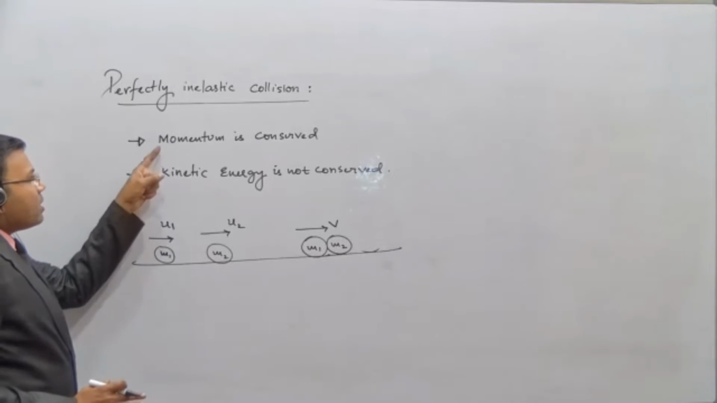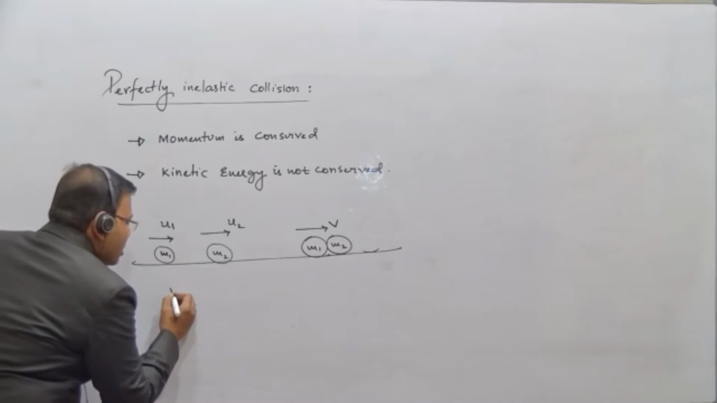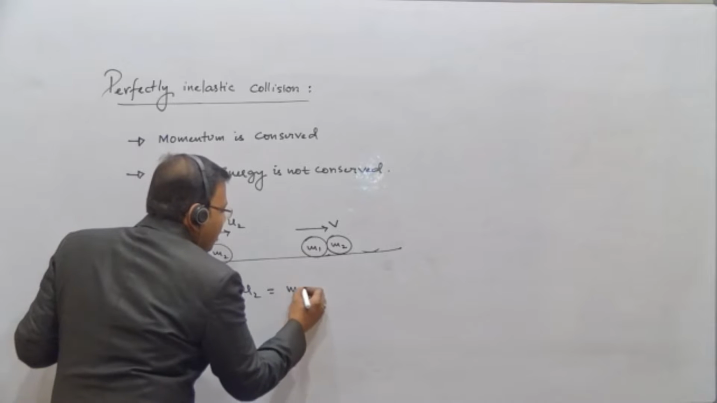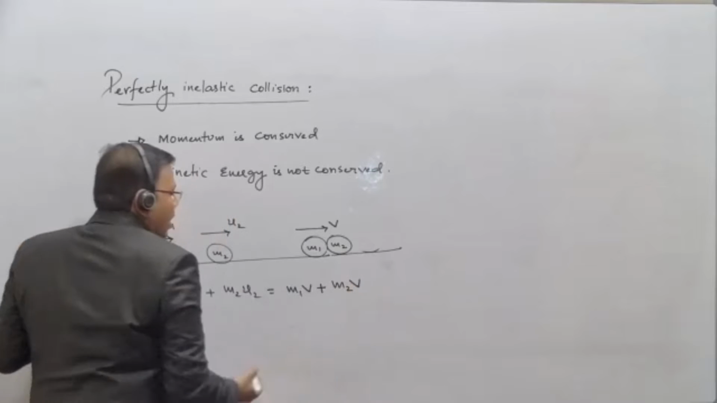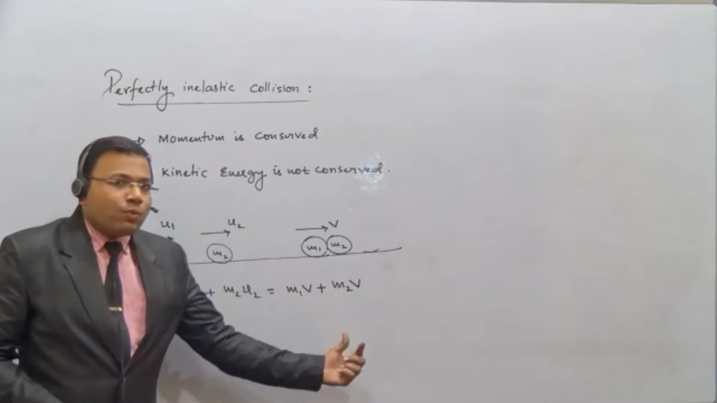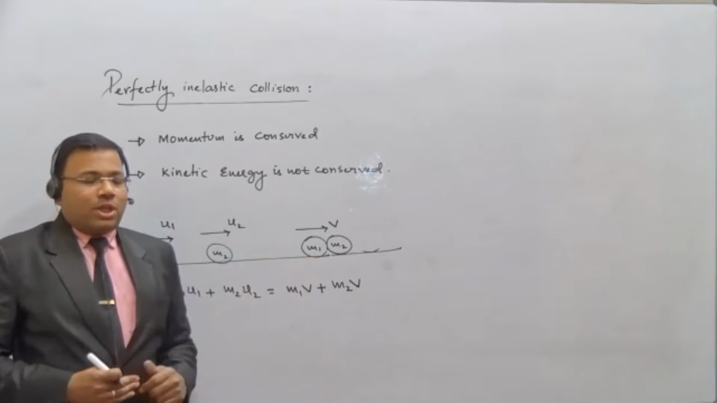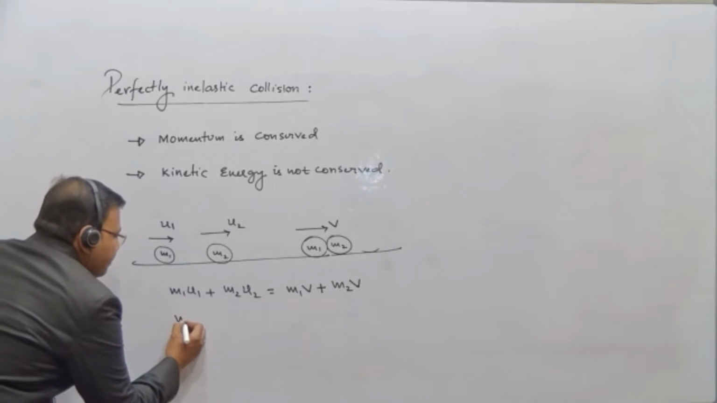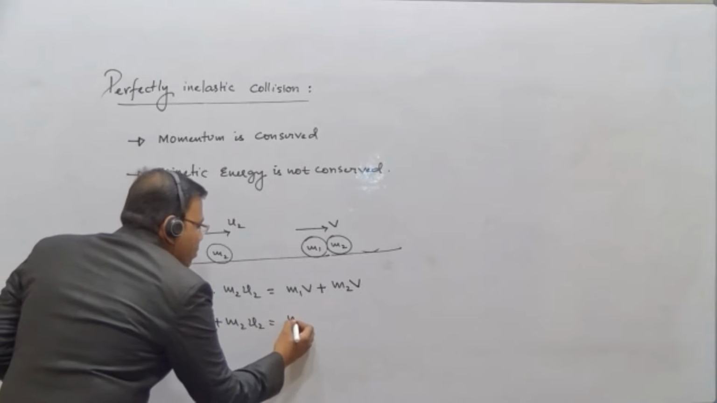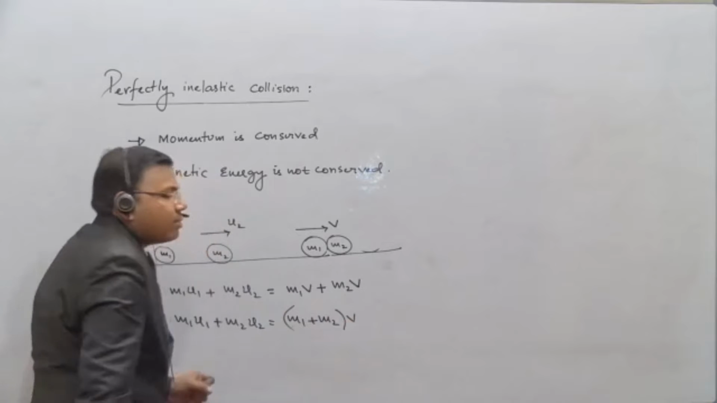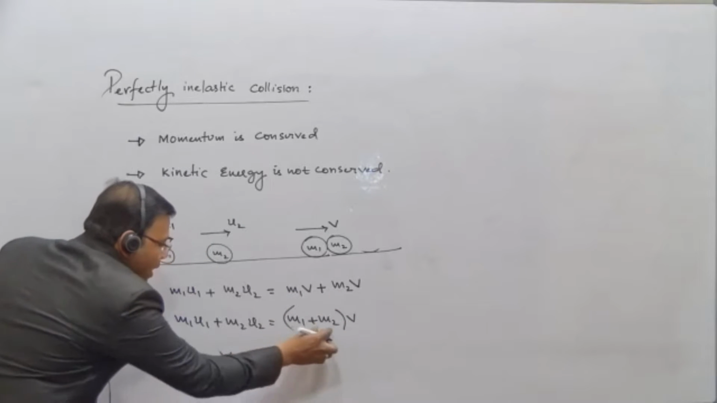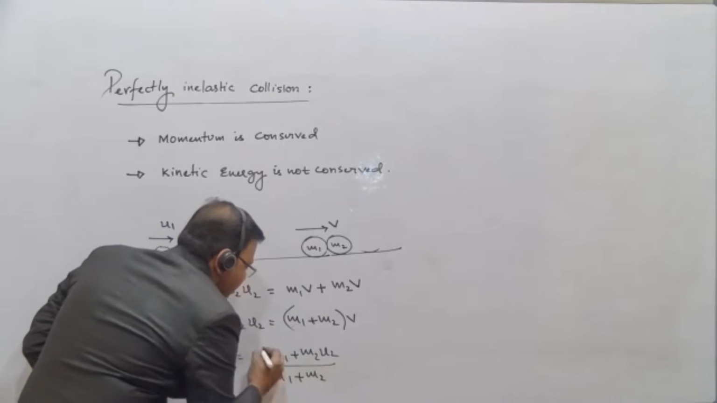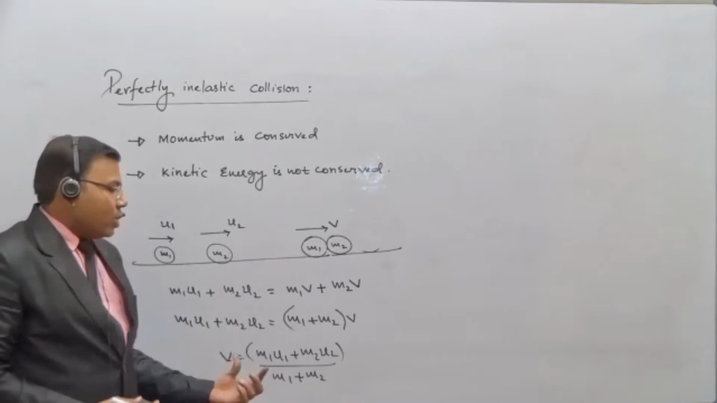Now students, if I apply the law of conservation of linear momentum, the momentum before collision is m1 u1 plus m2 u2, which is equal to the momentum after collision, m1 v plus m2 v. I am not writing v1 and v2 here because the two bodies are moving with the common velocity, which we are calling v. If I take v common, m1 u1 plus m2 u2 is equal to (m1 plus m2) into v. So v is equal to (m1 u1 plus m2 u2) divided by (m1 plus m2). This is the common velocity with which they are going to move.